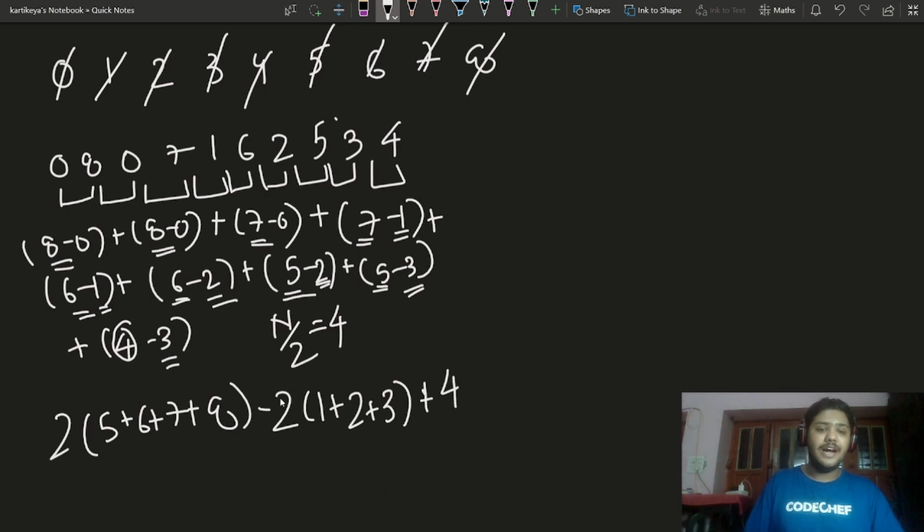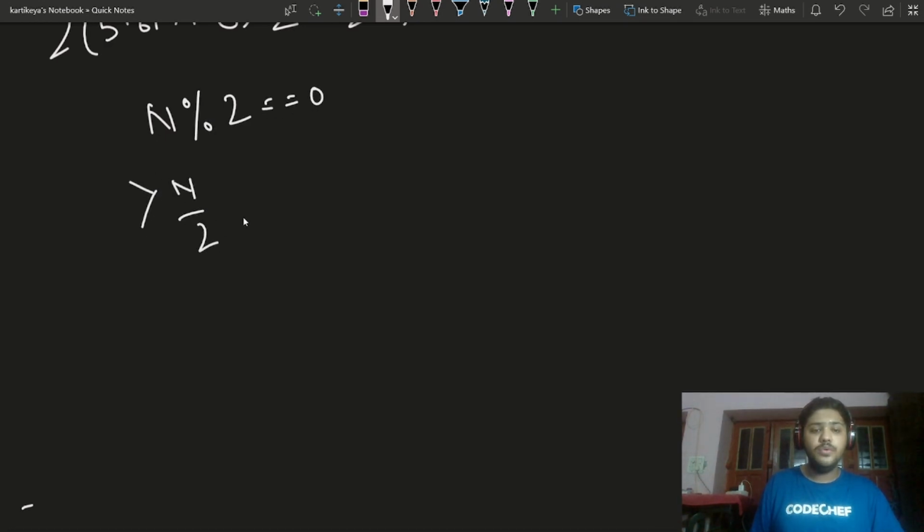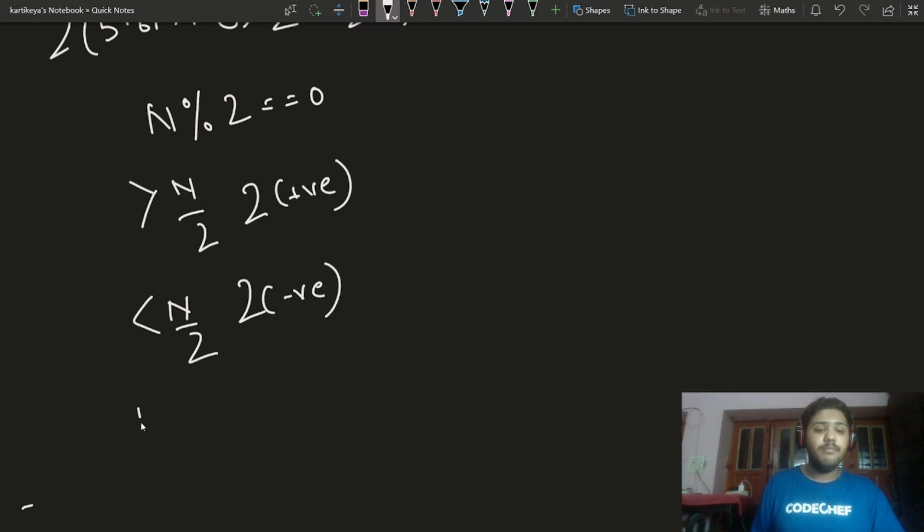So we can say that when n is even, when n modulo 2 is equal to 0, then all the numbers which are greater than n by 2, they occur 2 times as a positive number, and all the numbers which are less than n by 2, they occur 2 times as a negative number, and the number n by 2 itself occurs as a positive number only once. So this is the expression for n being even.